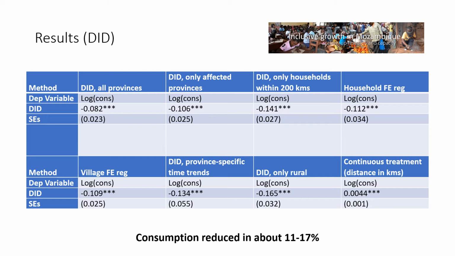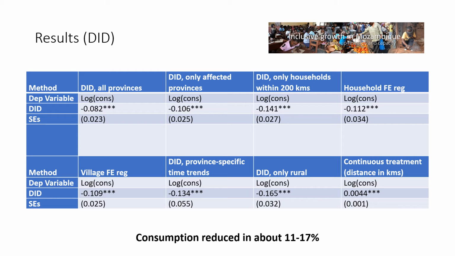But when we look at only affected provinces, and if you go deeper and consider only households within 200 kilometers, we see an even higher estimated effect. If we run a fixed effects regression, again, we find a significant reduction in log consumption of around 11%. So actually a reduction in consumption of around 11%.